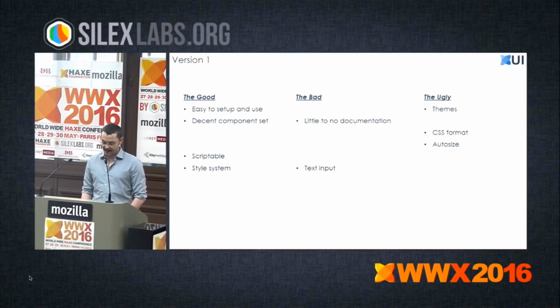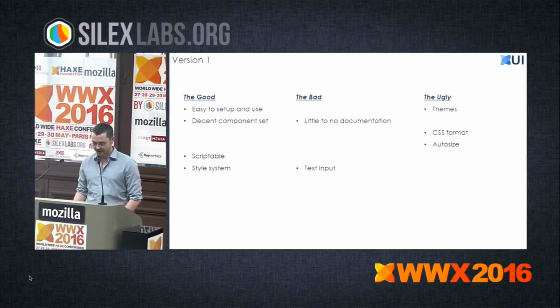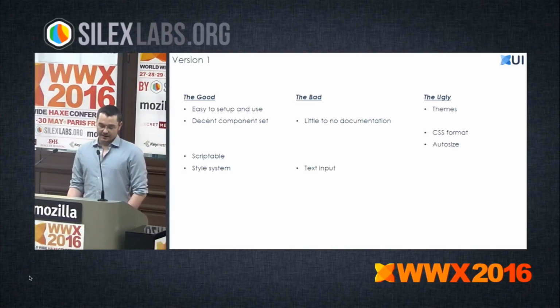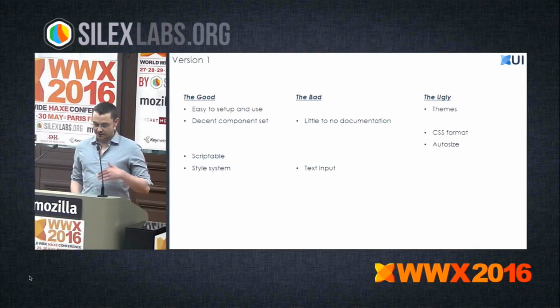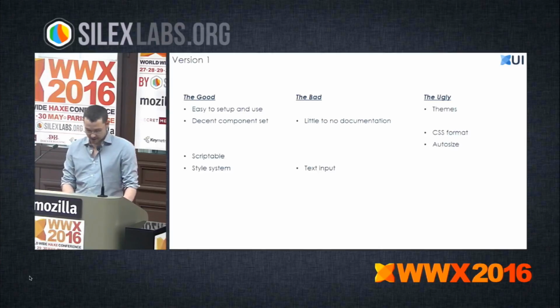And again, anyone who's used HaxeUI will know that the auto-sizing in version 1 is really messed up. It can auto-size things, but it's not particularly clever. You have to be quite explicit about what you want auto-sized, what you don't want auto-sized. It doesn't know the difference between auto-sizing width and height, so it can break a lot of things. And generally, it's just a bit of a mess. It's a real problem. So that's also a very, very bad thing with version 1.